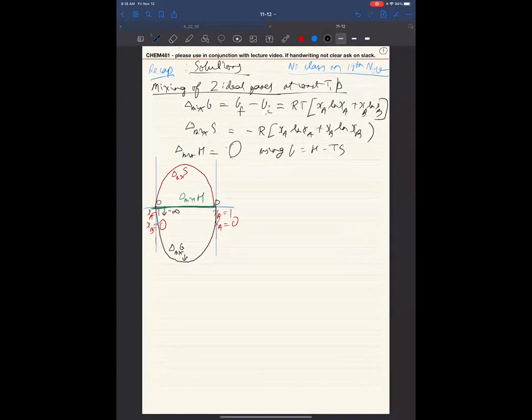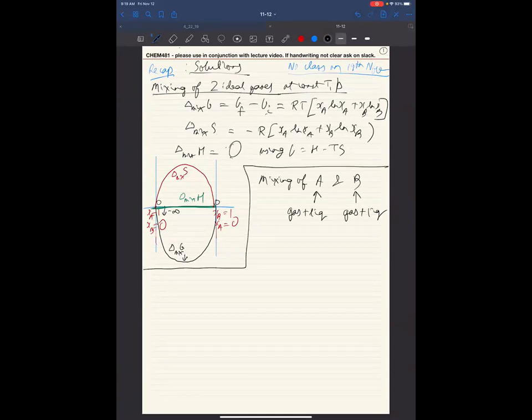So let's think about the next more complicated step, which is mixing of A and B again, but this time we don't just have gas, we have A in gas plus liquid form and B also in gas plus liquid form. This is what we are going to do next. And it's really simple. This is how it's going to look.